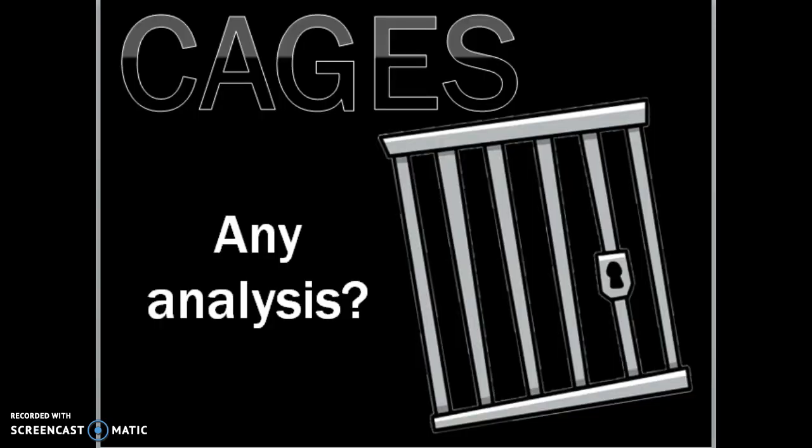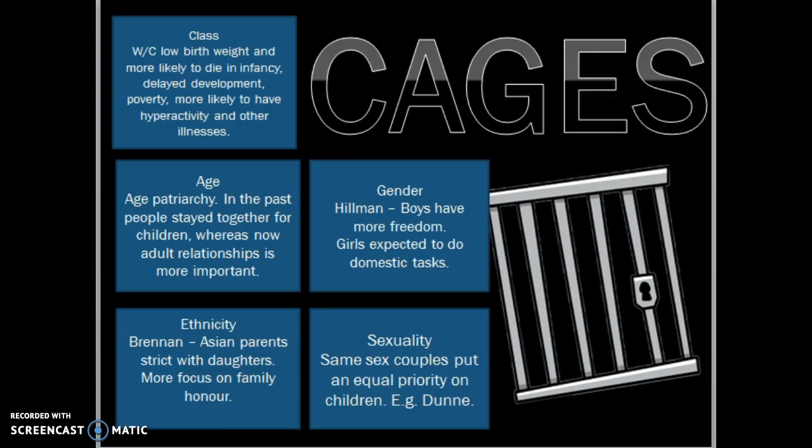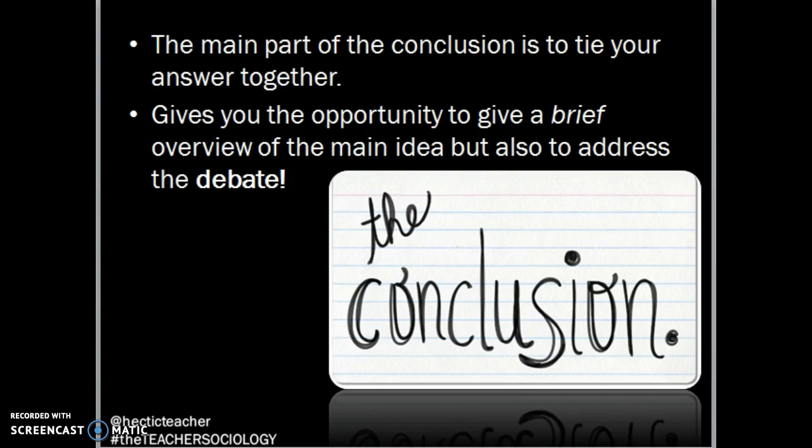So analysis, what about analysis? Is there any analysis that you could include? So with analysis, a useful tip to help you analyse is to use CAGES, and this stands for class, age, gender, ethnicity and sexuality, and this will encourage you to dig a little bit deeper into the topic or debate, and there's quite a few examples to get you started, and I want you to really incorporate these into your answer to help you show some analysis.